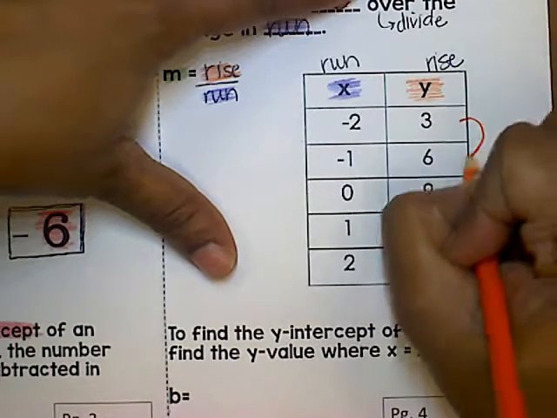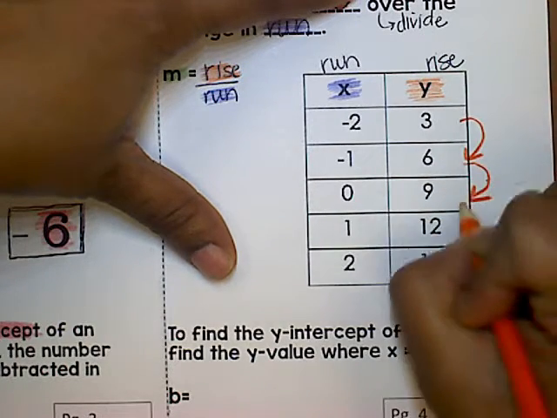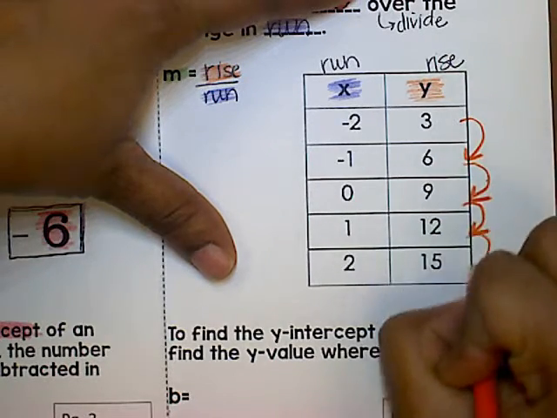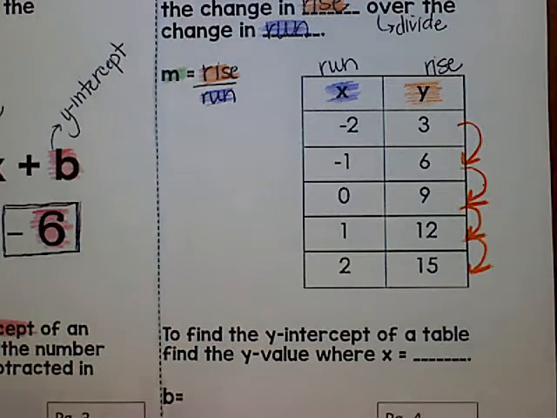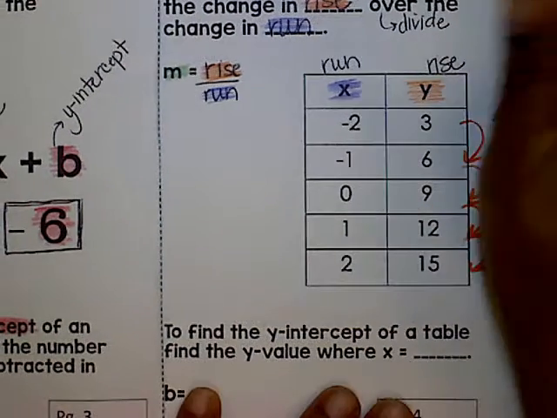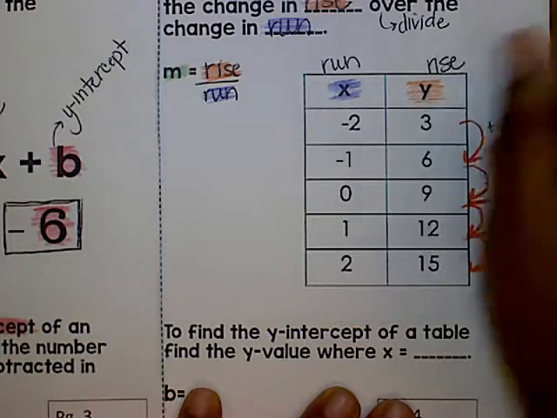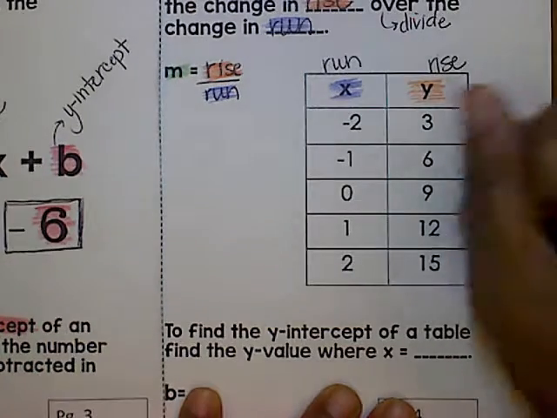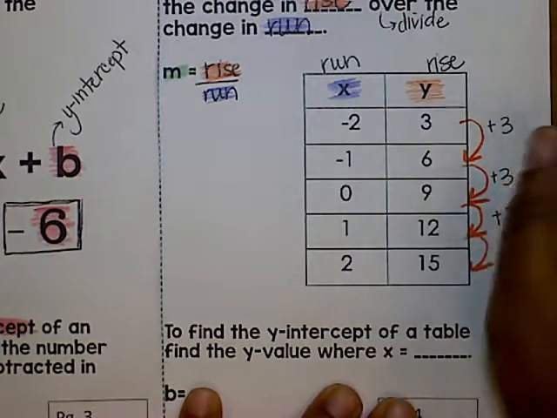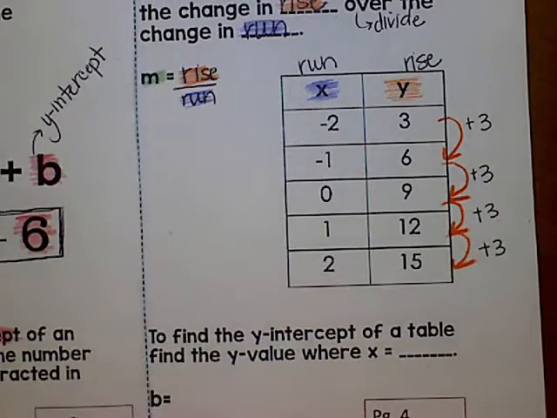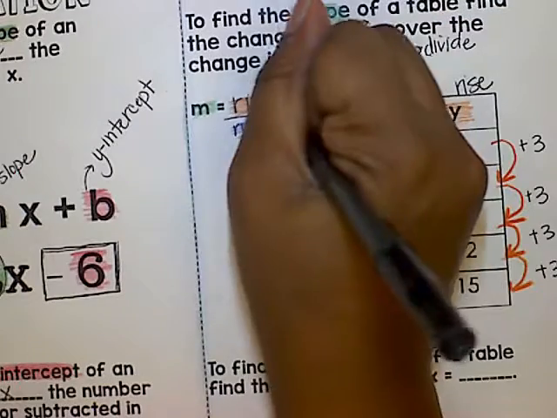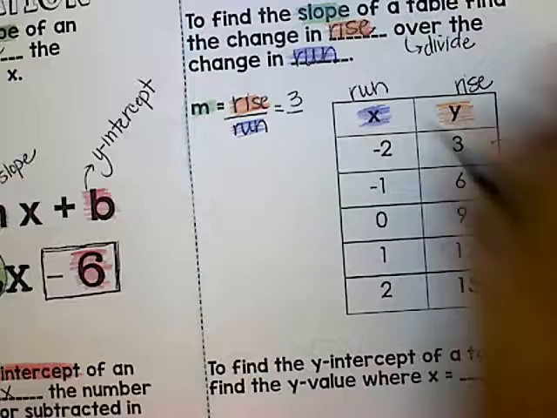So we're just trying to see, how does 3 become 6? How does 6 become 9? How does 9 become 12? How does 12 become 15? So 3 becomes 6 by adding 3. 6 becomes 9 by adding 3. 9 becomes 12 by adding 3. 12 becomes 15 by adding 3. So our change in our rise is going to be +3.